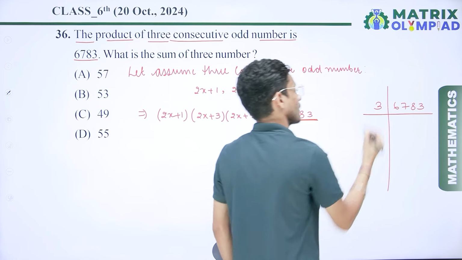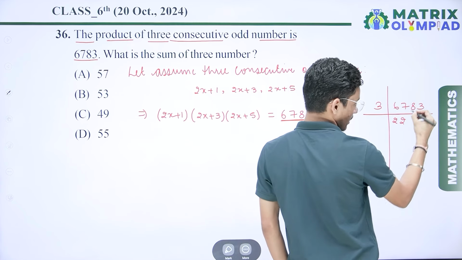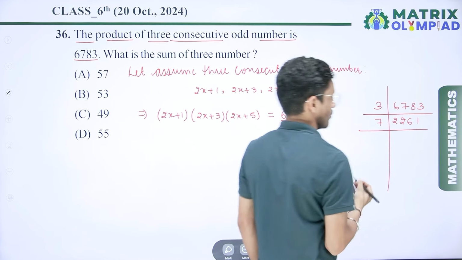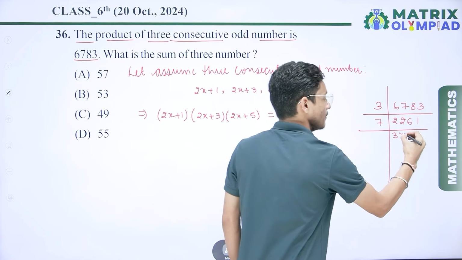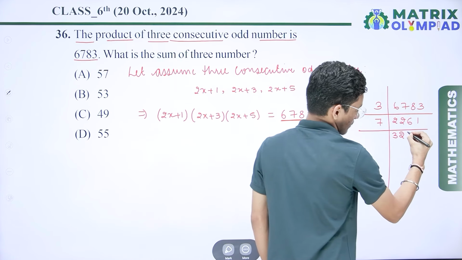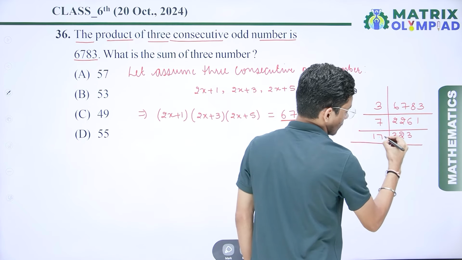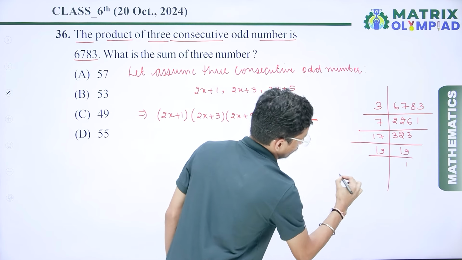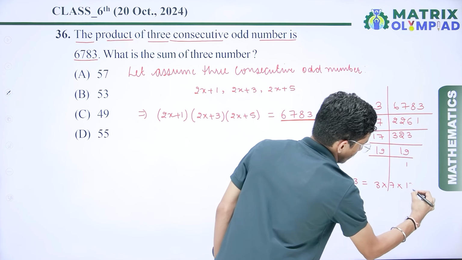So first we take 3. So 3 twos are 6. Again 3 twos are 6, carry 1 and 18. 6 threes are 18 and 1. Now here I take 7. So 7 ones are 7, 7 twos are 14 and 7 threes are 21, carry 1 and 16, so I can say 7 twos are 14, carry 1, carry 2 and here 1, so I can say 7 threes are 21. So here I take 17, so here I get 19 and 19 ones. So I can say that the prime factorization of 6783 is 3 multiply 7 multiply 17 multiply 19.